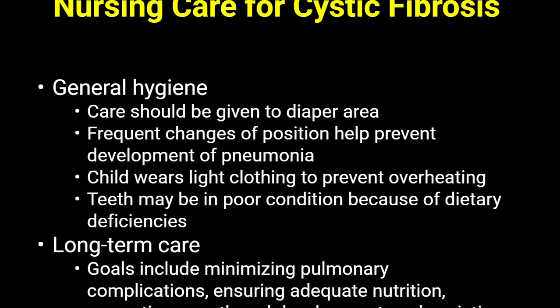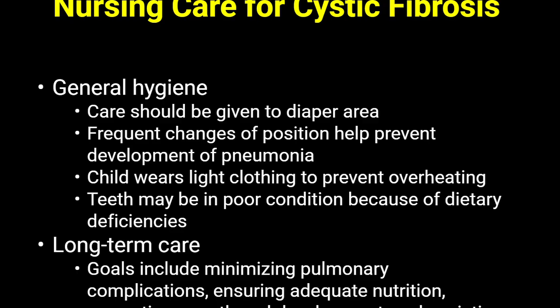General hygiene is important. Pay special attention to the diaper area. Stools are irritating. Frequent position changes help prevent pneumonia. Light clothing prevents overheating, which increases sweat and electrolyte loss. Teeth may be in poor condition due to dietary deficiencies and frequent antibiotic use.